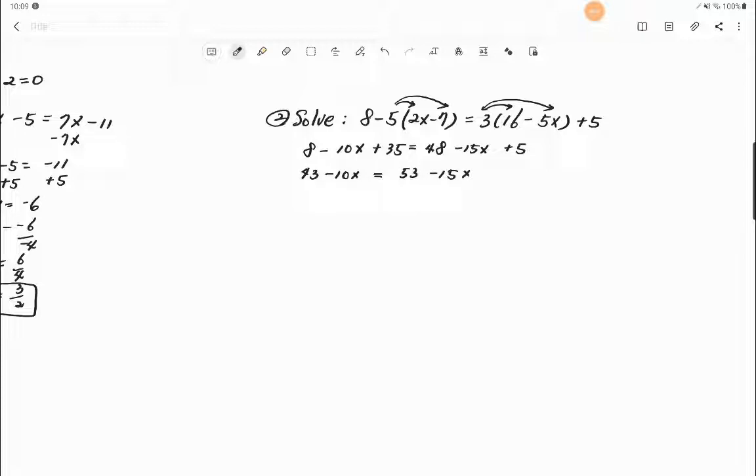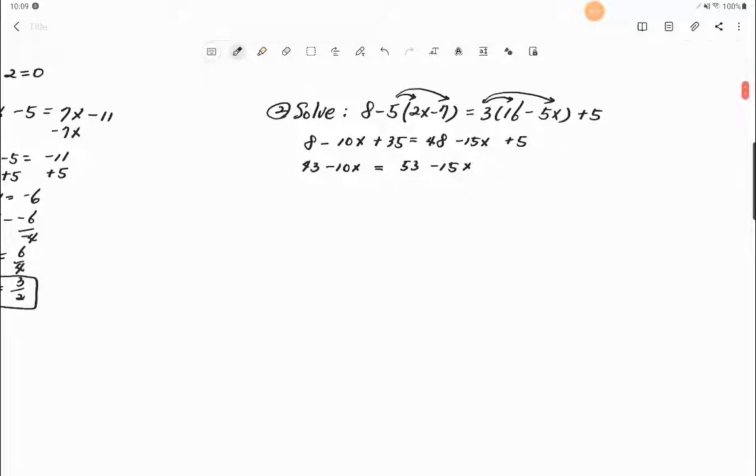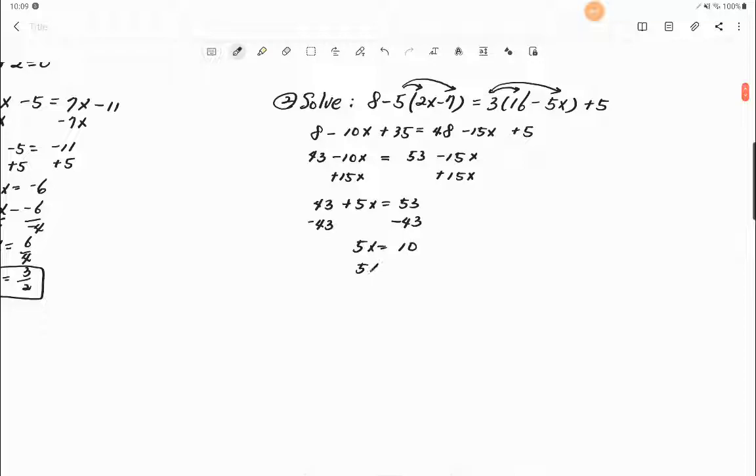Now we simplified each side of the equation, and then let's collect x terms on one side and the other terms on the other side. So why don't we move negative 15x to the left? So plus 15x on each side, then 43 plus 5x equals 53. Now we have only one variable term on the left hand side. So move 43 to the other side, minus 43. So 5x equals 10.